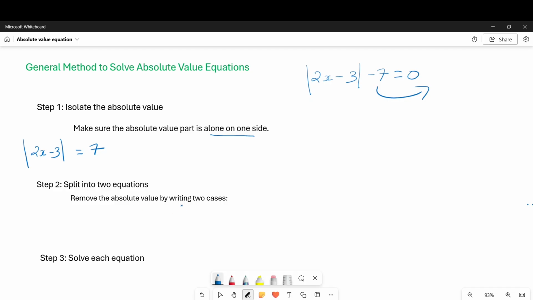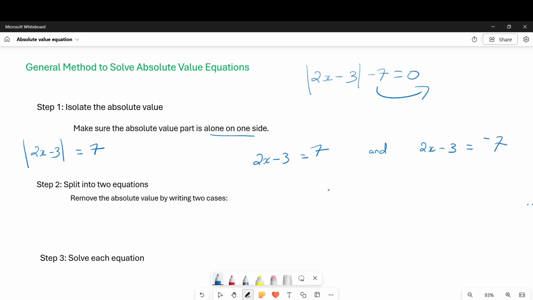The next step is to split into two equations. Remove the absolute value by writing two cases. I already discussed that inside the absolute value might be negative or positive, but the answer is always positive. So we can remove the absolute value by splitting the equation into two cases. The equations will be: 2x minus 3 is equal to 7, and 2x minus 3 is equal to minus 7.